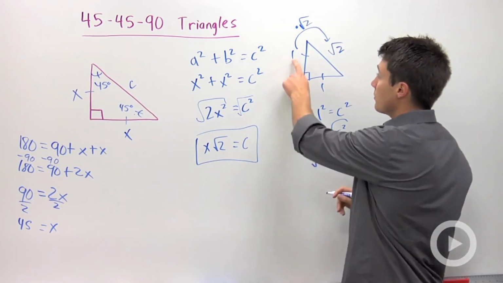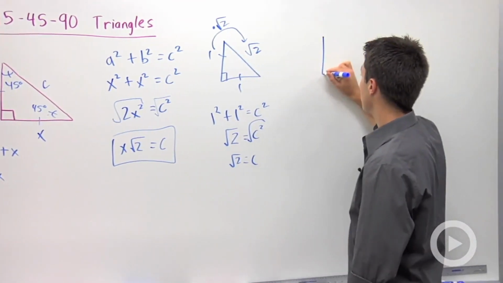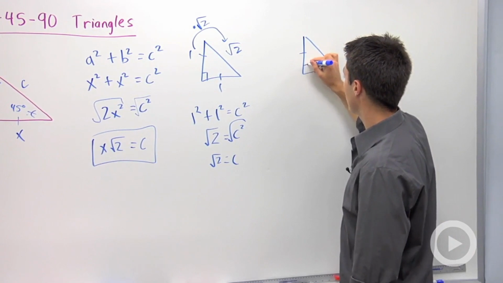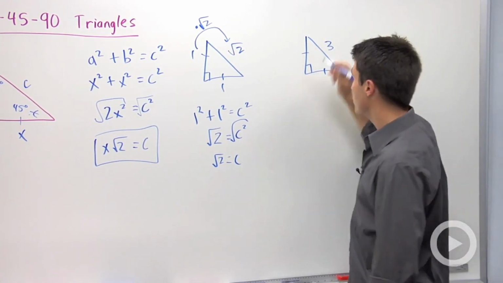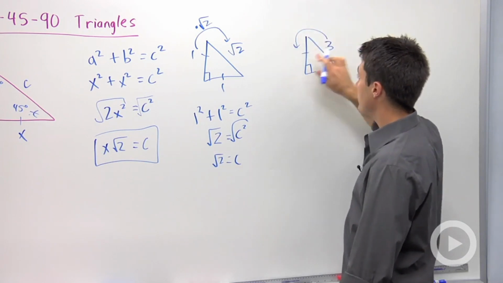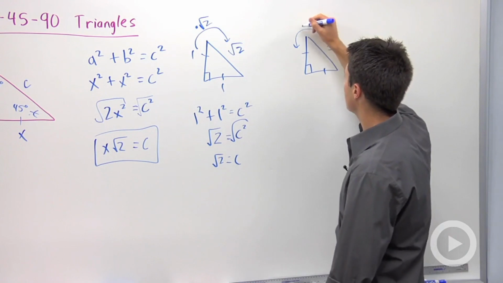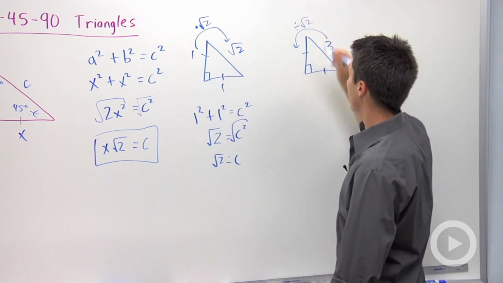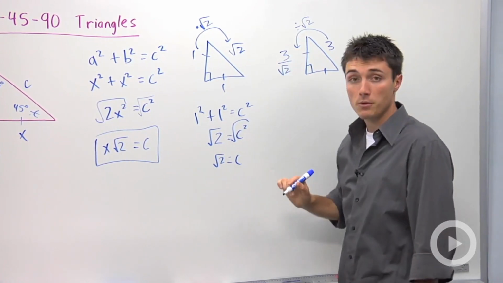Let's say, however, you don't know what that leg is, and you know the hypotenuse. So I'm going to draw another triangle over here, 45-45-90, and let's say you said this was 3. To go from your hypotenuse to your leg, you're going to undo multiplying by the square root of 2, so you're going to divide by the square root of 2. So this answer right here will be 3 divided by the square root of 2.